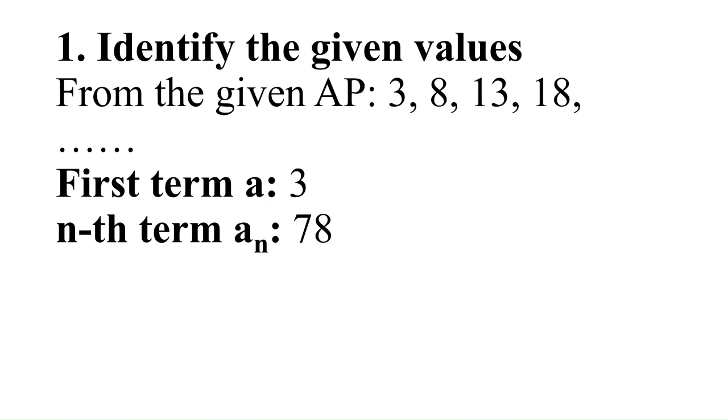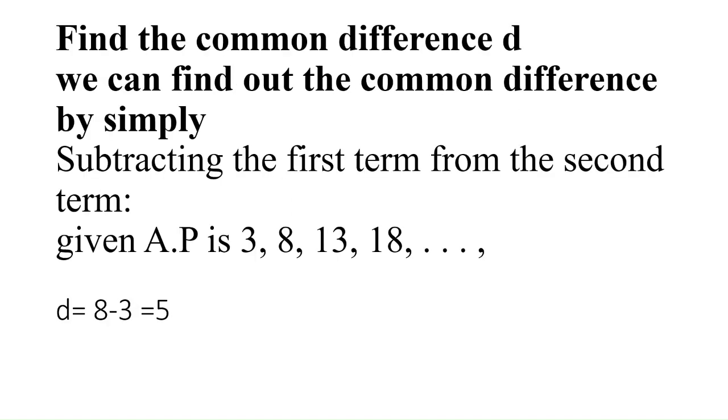What is the given AP here? 3, 8, 13, 18, and so on. So the first term a is 3, and the nth term is also given, that is 78. We will find the common difference by simply subtracting the first term from the second term, because in the formula a plus (n minus 1) into d, d is the common difference.